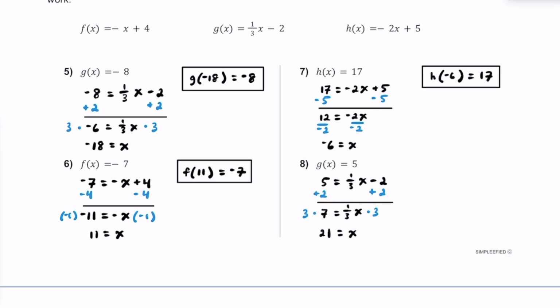What we just found out here is that g of 21, or the input of 21 into that g function, gets us the output of 5. This would be our answer.